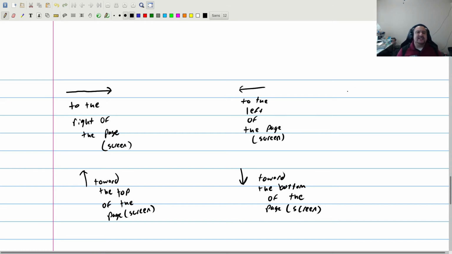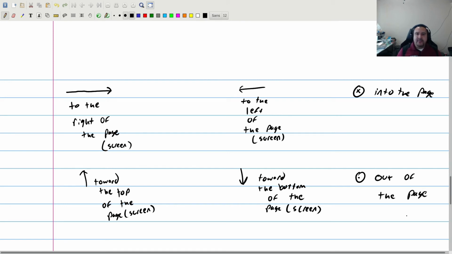Finally, since this is three-dimensional, we need a way to draw that third dimension. And that is going to be like this. This is going to be into the page. And this is going to be out of the page.